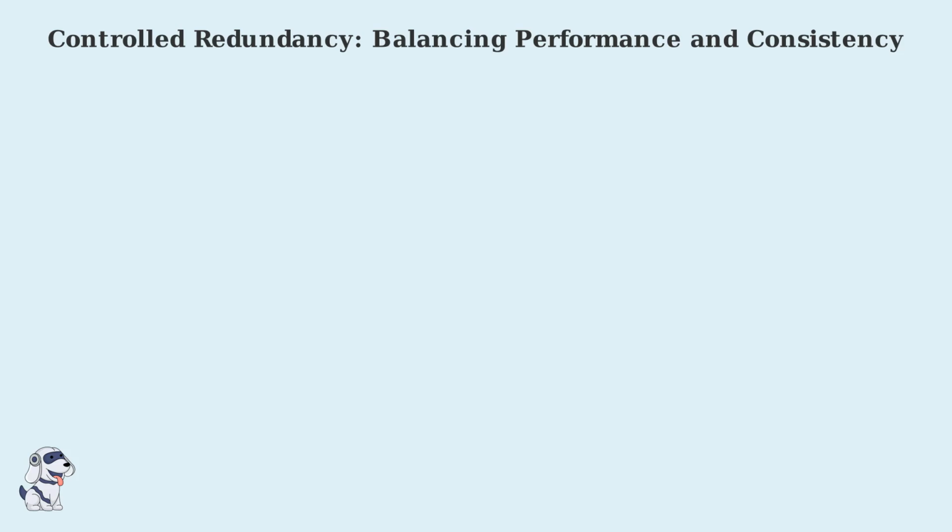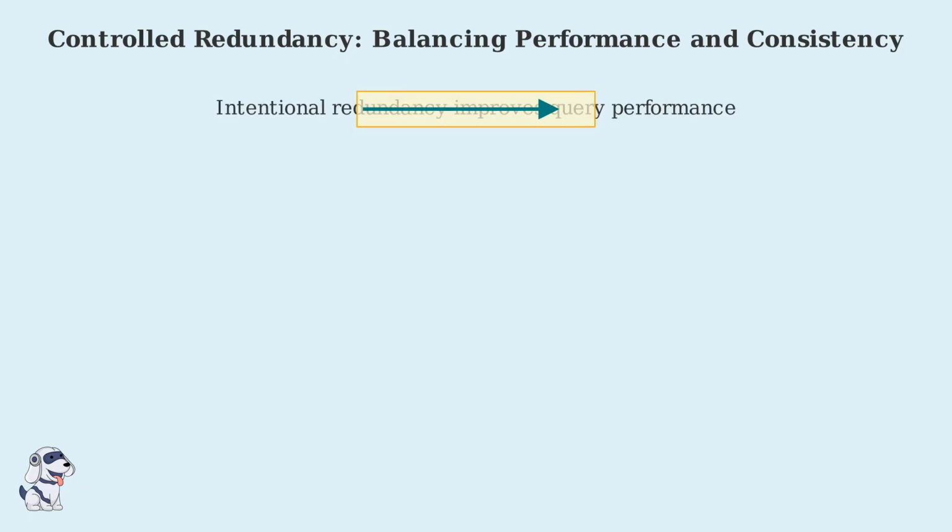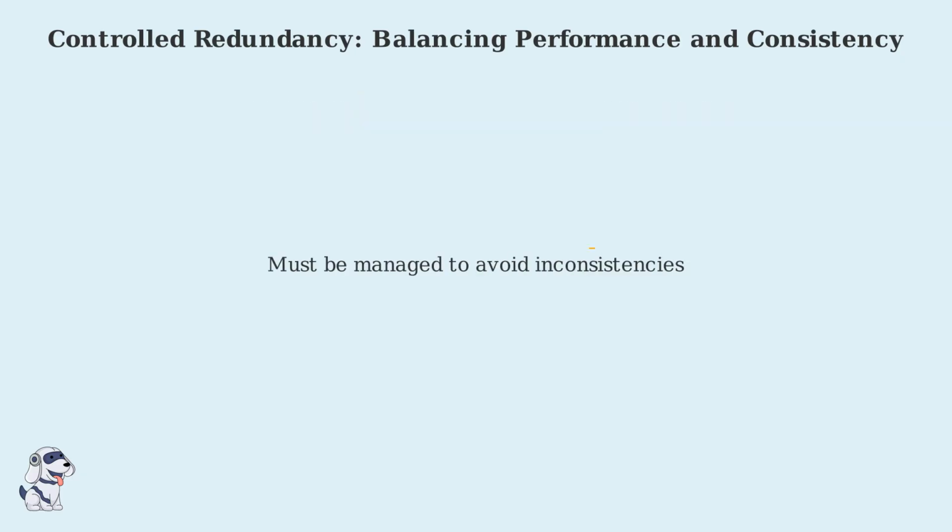Controlled redundancy intentionally adds some data duplication to improve query performance, but it must be carefully managed to prevent inconsistencies. This approach balances speed with data integrity. Intentional redundancy can significantly improve query performance by reducing the need for complex joins. For example, storing redundant data eliminates expensive computations during runtime. However, this redundancy must be carefully managed to avoid inconsistencies. Without proper controls, duplicate data can become outdated or conflicting, leading to data quality issues.